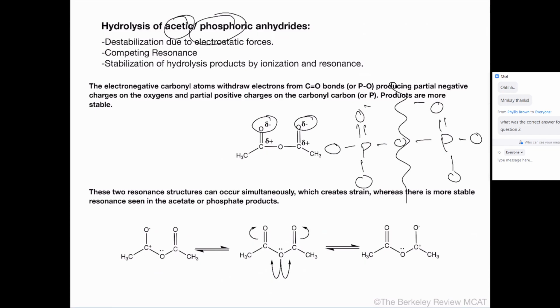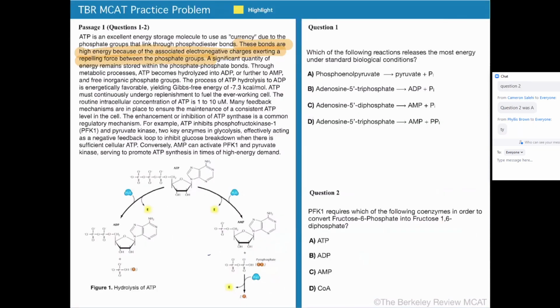Okay, similarly, another thing is resonance, when there are competing resonance structures. So if you can imagine that not only is this resonance structure possible, but this one is at the exact same time, and that'll create a strain, meaning that it'll favor the products if you were to split this up. And yes, the correct answer to question 2 is A.